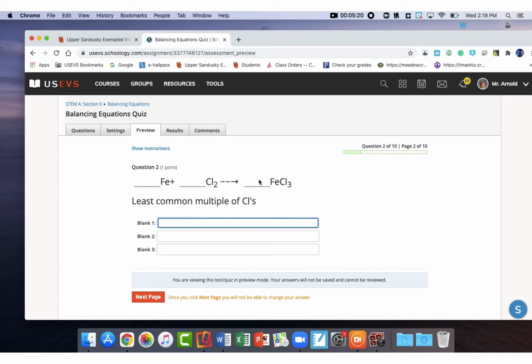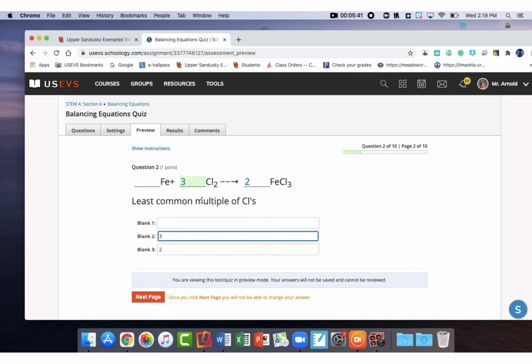So right here on this blank, we need what times 3 to equal 6? We need 2. And over here in this blank, which is my second blank, I need, right, what times 2 equals 6? And hopefully you're saying that's 3, right?